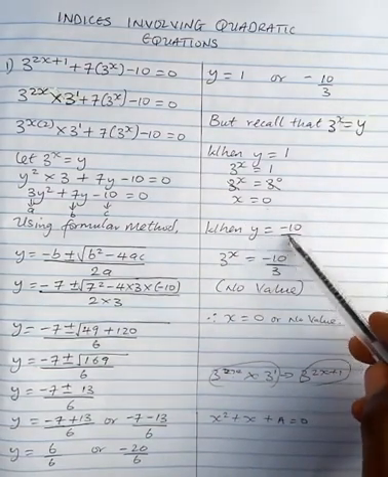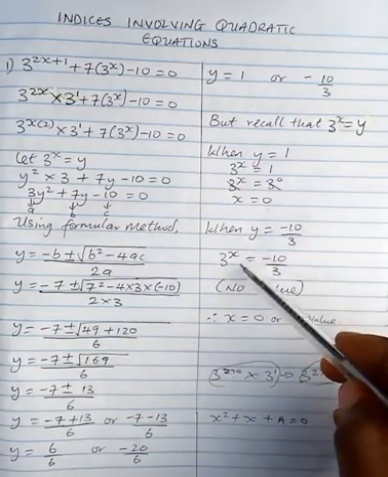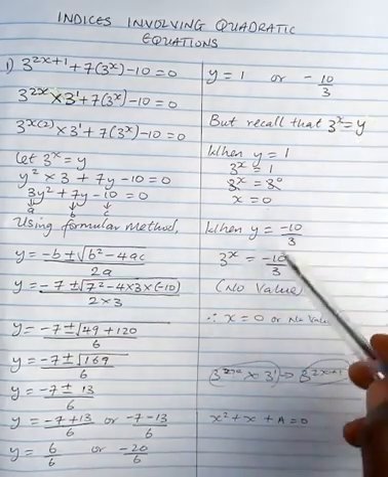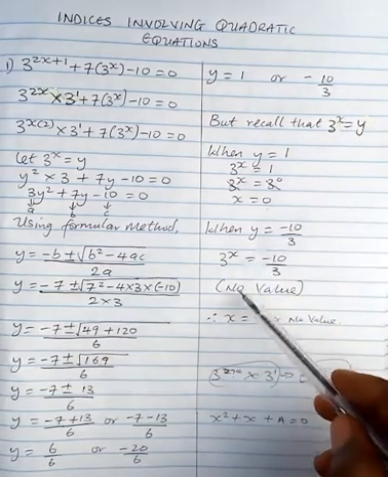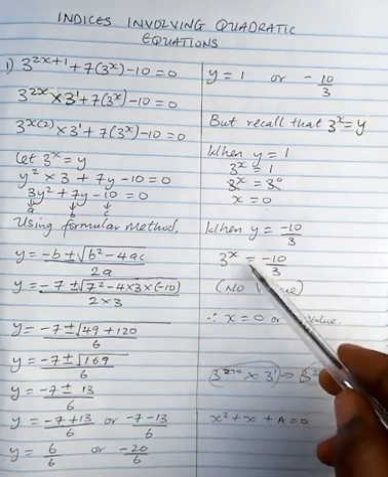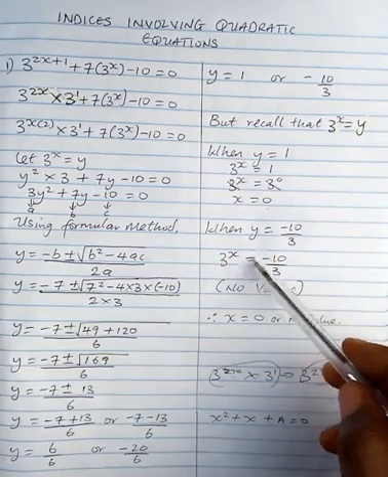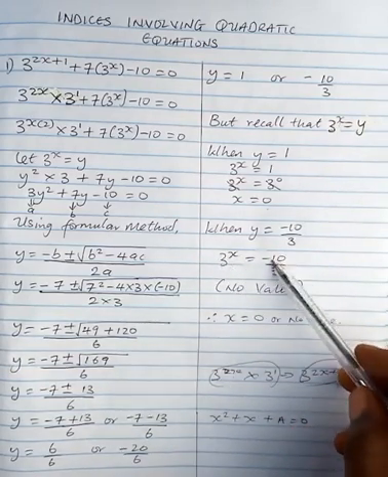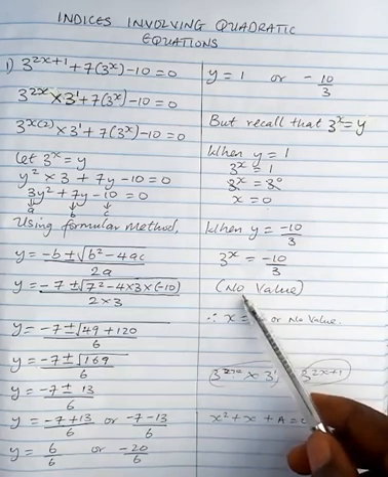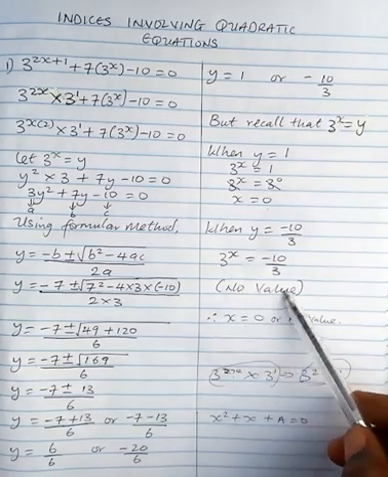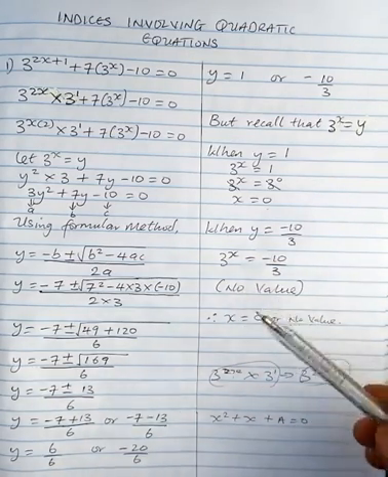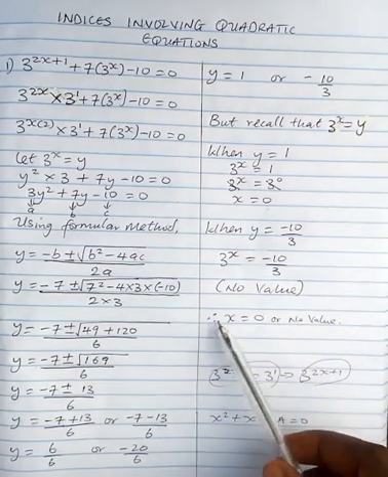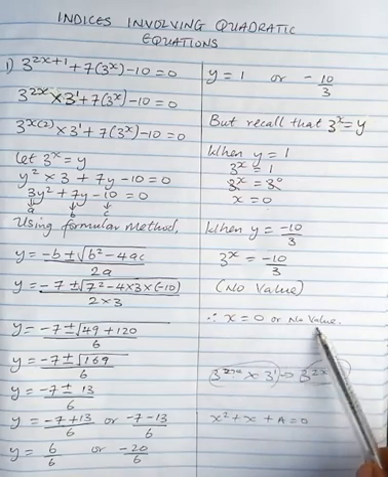Now when y is equal to minus 10 over 3, we have 3 raised to the power x equals minus 10 over 3. In this case, there's no way you can make the base or the power the same between these two. Since it is not possible, especially with this minus and this fraction, we say it has no value. Although in some cases we use logarithms to solve, in this case it is not possible. Therefore x is equal to 0 or no value.